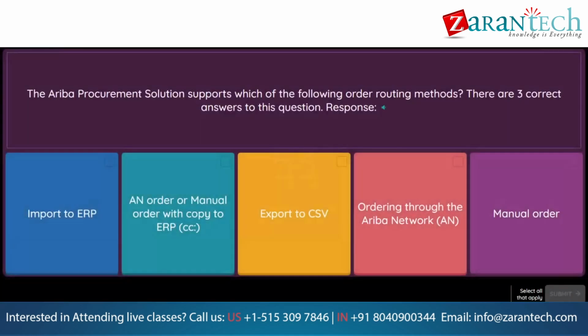Question: the Ariba Procurement solution supports which of the following order routing methods? There are 3 correct answers to this question. Response: Option 1, import to ERP. Option 2, an order or manual order with copy to ERP, CC. Option 3, export to CSV. Option 4, ordering through the Ariba Network, and Option 5, manual order.